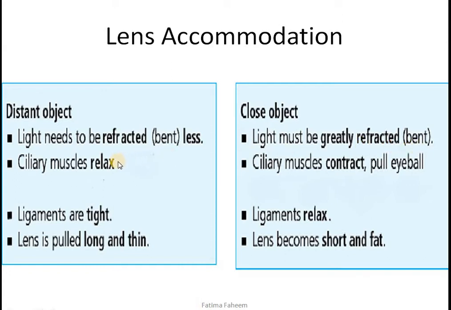Ciliary muscle in case of far vision would relax. In case of near vision, they will be contracted. Suspensory ligaments in case of far vision would become taut, tight, or would be pulled. On the other hand, ligaments here for near vision would relax. It's very important, the last point, the shape of the lens. The shape of the lens would be flatter, longer and thinner in case of far vision, and lens would become shorter and fatter for near vision.